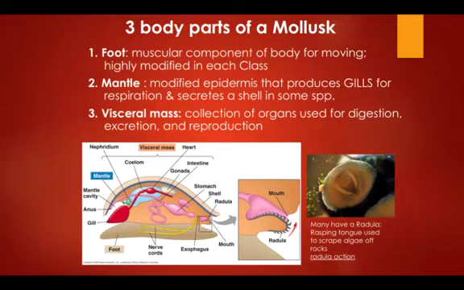Finally, we have the visceral mass. The visceral mass is pretty much everything else. It's the collection of organs used for digestion, excretion, and reproduction.